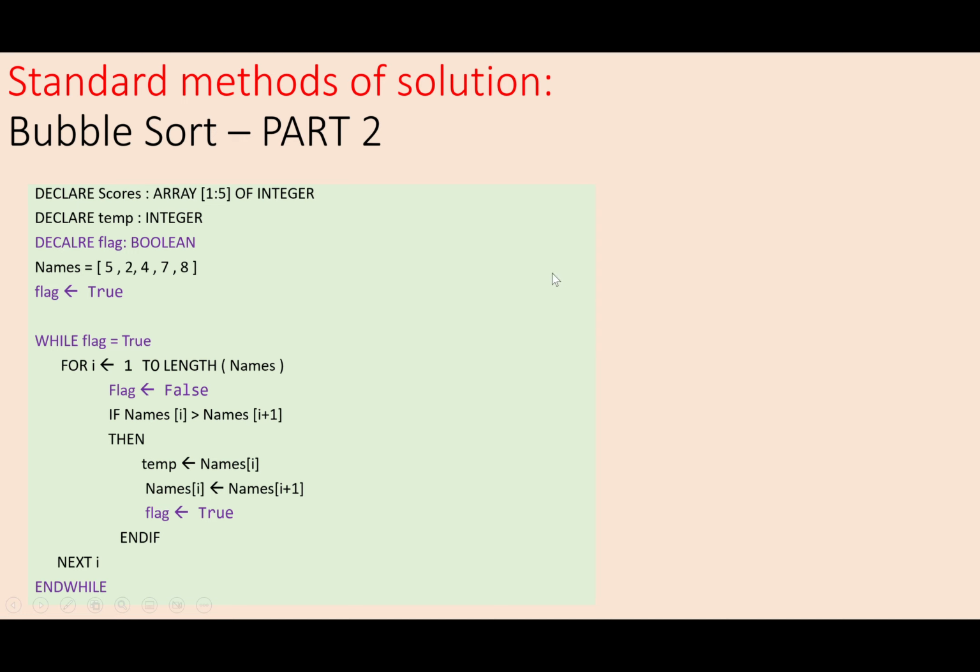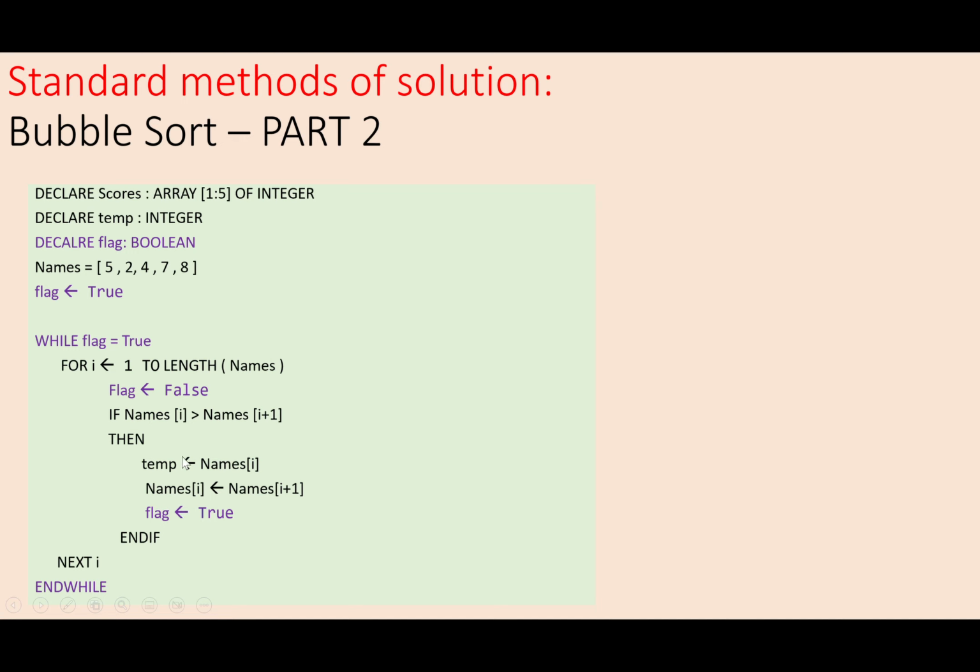The final part of this is we do need to know if we haven't made any swaps. So we've got the same pseudocode, we're now just having a flag. Set the flag to true at the start, and while the flag is true we are going to keep on going around and around, sorting those values out. If we set the flag to false inside the for loop, that means that the loop is going to stop unless we change it back to true. We change it back to true if we do a swap.